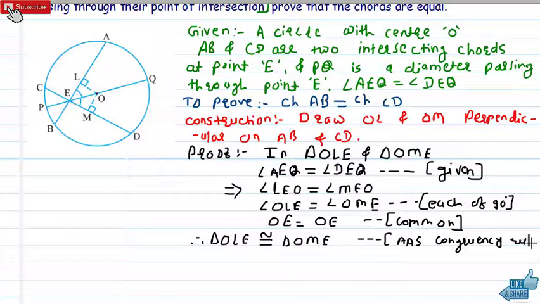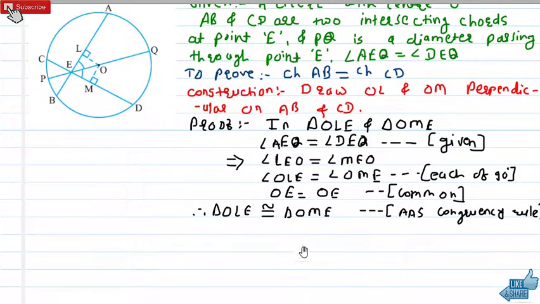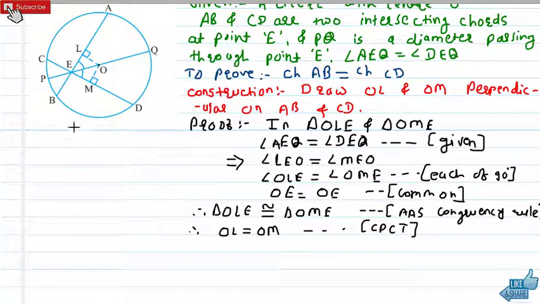Correct? Now, if these two triangles are congruent, why did we show these two triangles are congruent? Because we want OL equal to OM. So we can write here, therefore OL is equal to OM. The reason behind it is CPCT, corresponding parts of congruent triangles. But these are the distances, correct? So we can say that, therefore, chords equidistant from the center are equal in length.